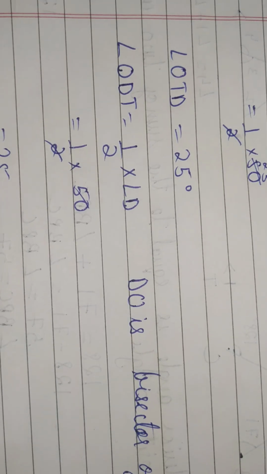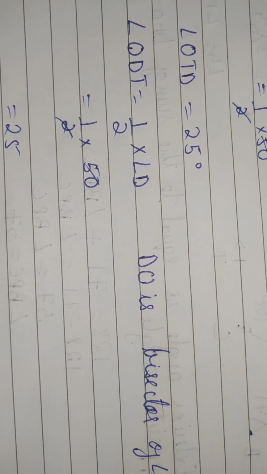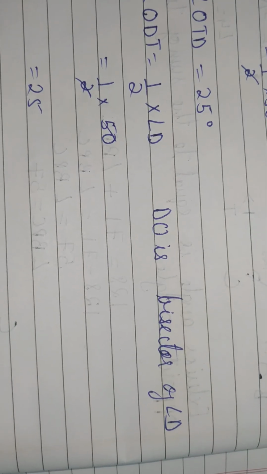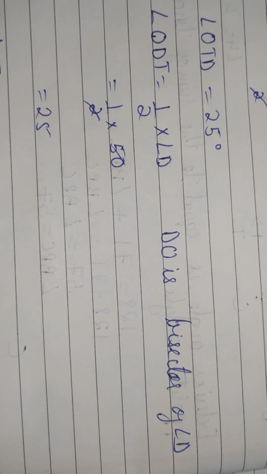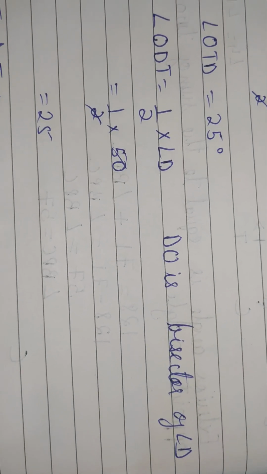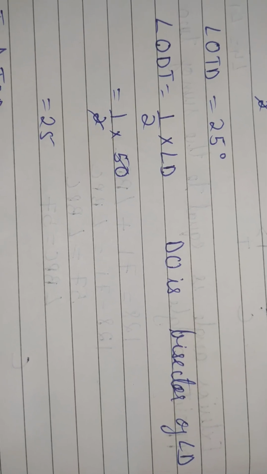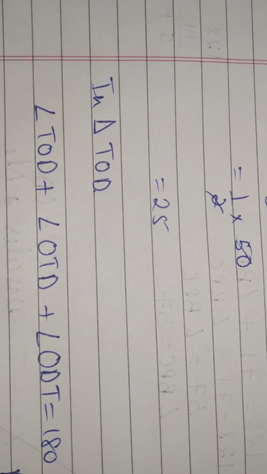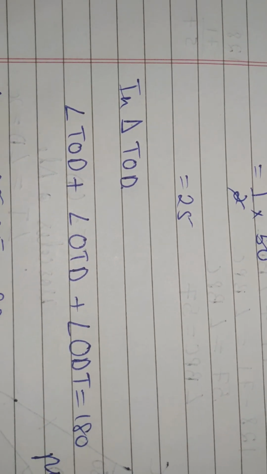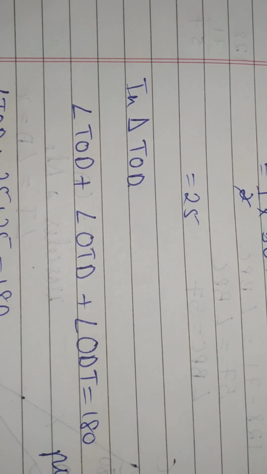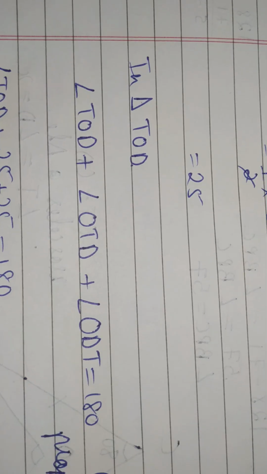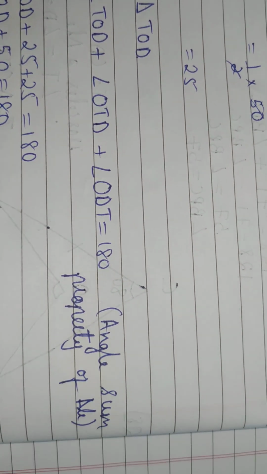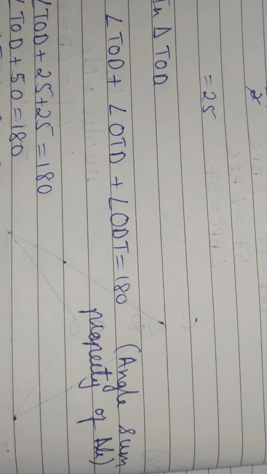In the same way, angle ODT is equal to half of angle D. Why? DO is a bisector of angle D. So if you cancel, you will get angle ODT is equal to 25. In triangle TDO, I will write angle TOD plus angle OTD plus angle ODT is equal to 180. Why? Angle sum property of a triangle.